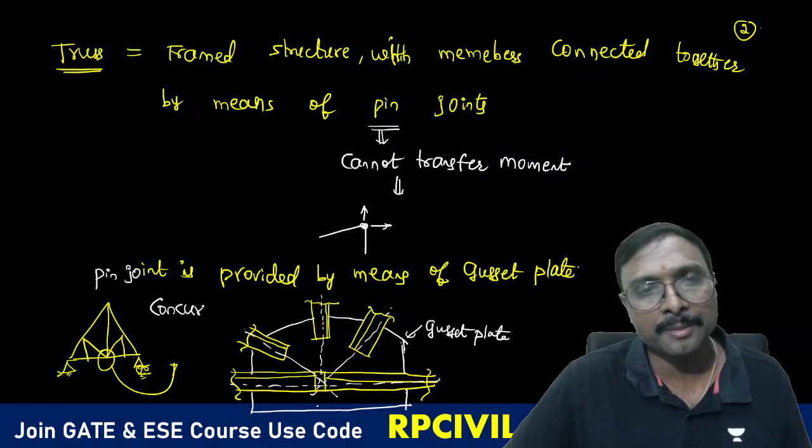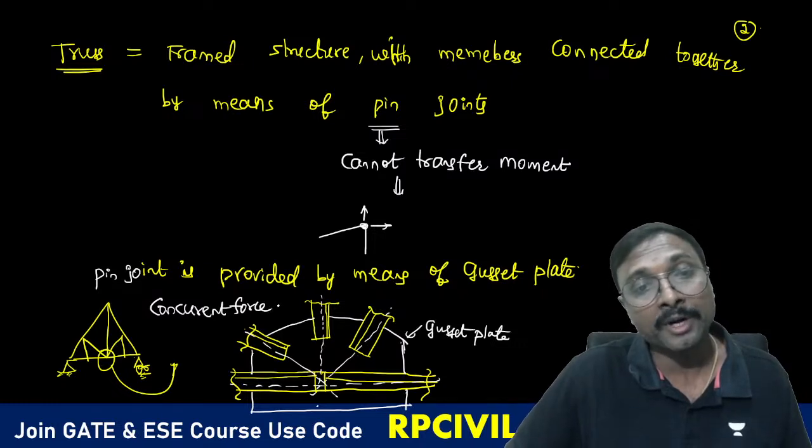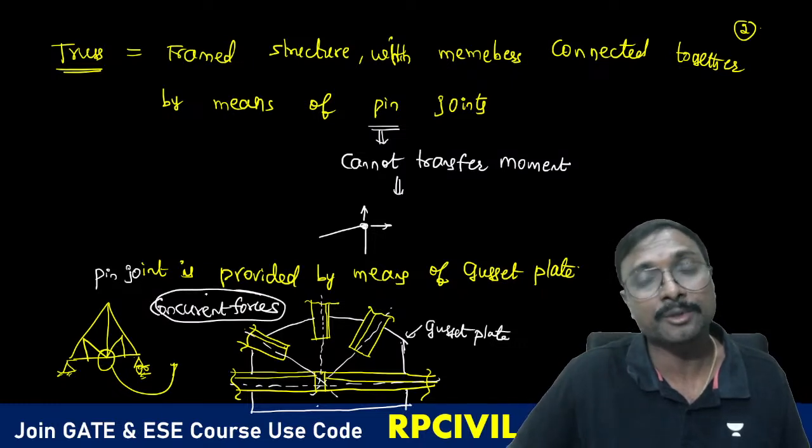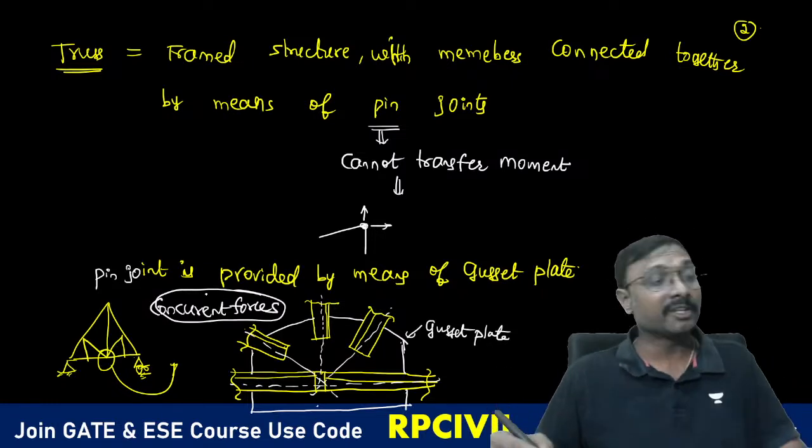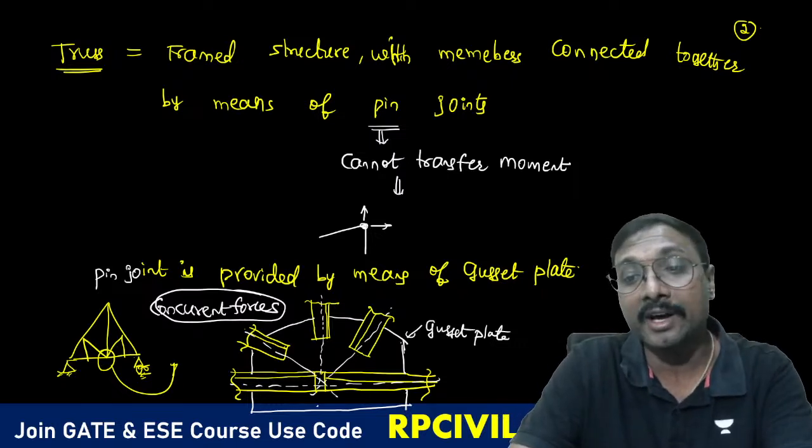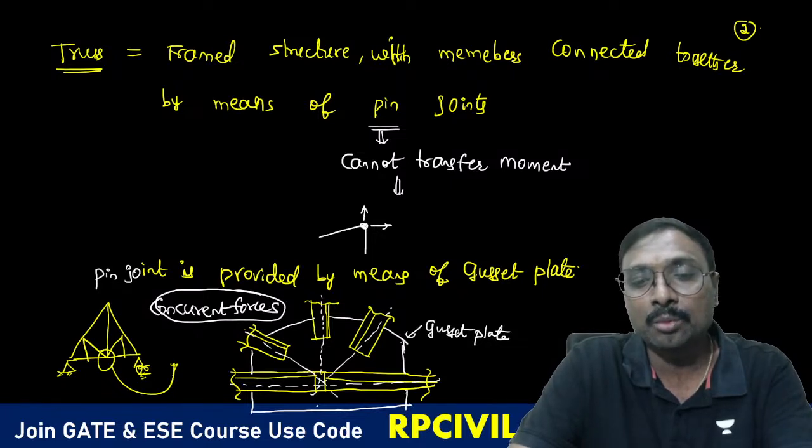Whenever they are concurrent forces, will any movement be generated or no movement? No movement will be generated. All are concurrent, meaning all are meeting at a single point. When all are meeting at a single point, no movement will be generated definitely. Why is no movement generated? Because all are concurrent.